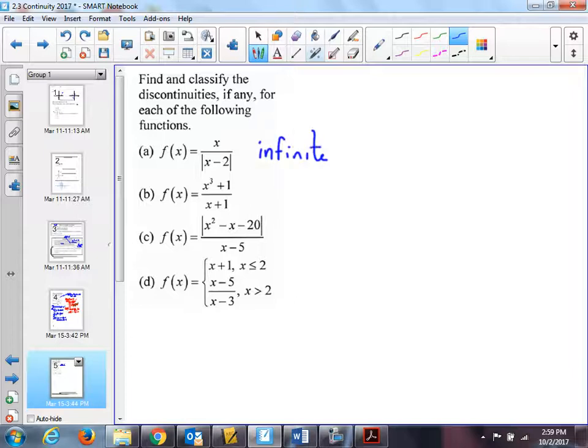Categorize. If you want to just say discontinuity for me, tell me the type and the value, x equals 2. So we know the problem spot in D, I'm sure.